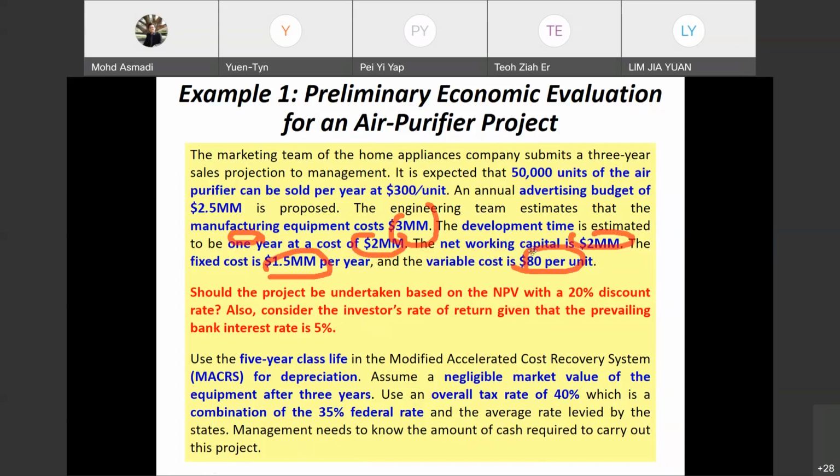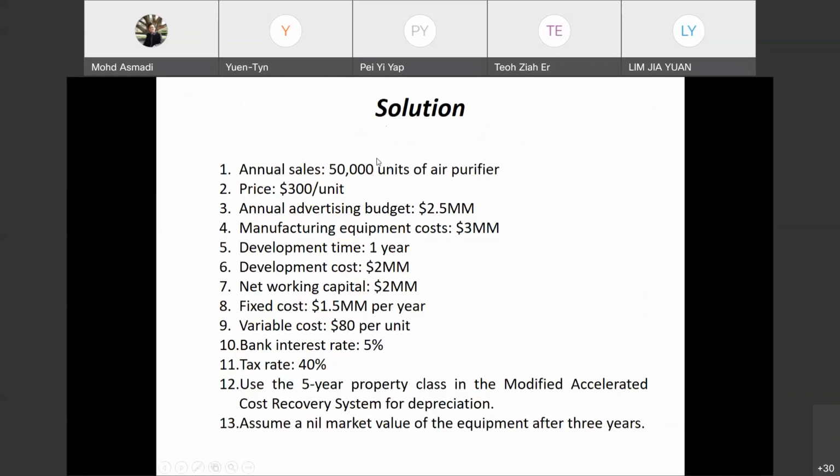So this one we have to multiply by the number of units, so that we can get the actual variable cost. So this is per unit, right? And what else? Bank interest rate is 5%. So this one we have to compare with the IRR later, whether it's lower or higher than this 5%, so that we can consider whether you can undertake this project. Okay, and then the tax rate is 40%. Based on the MACRS 5 years, you have to do the projections for 3 years. So what you have to do is construct the book value. Okay, this is the summary.